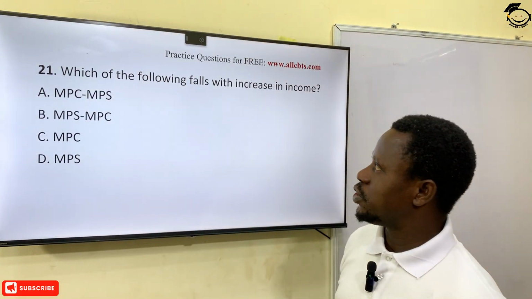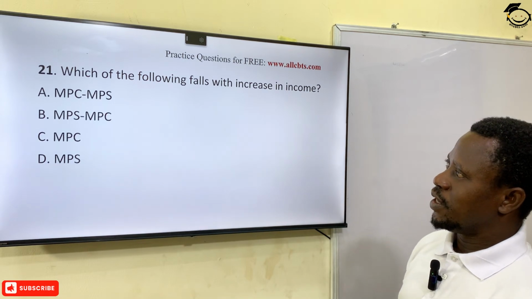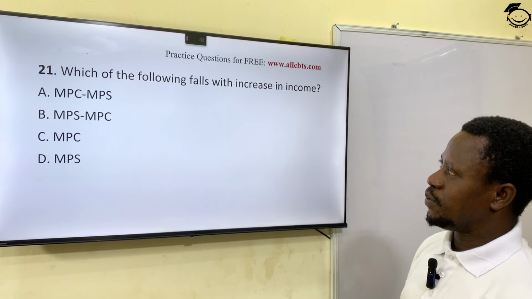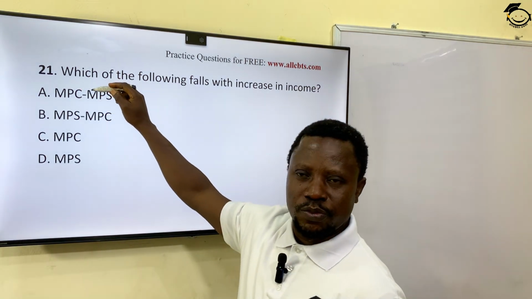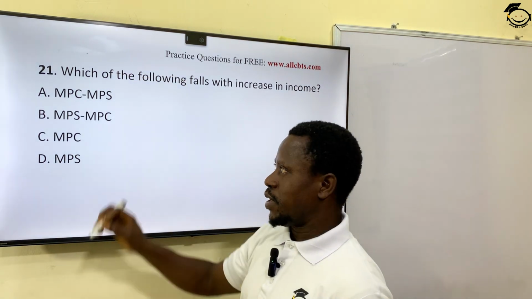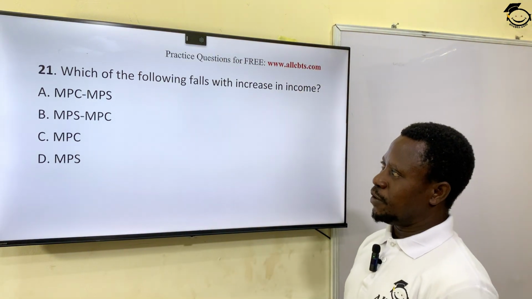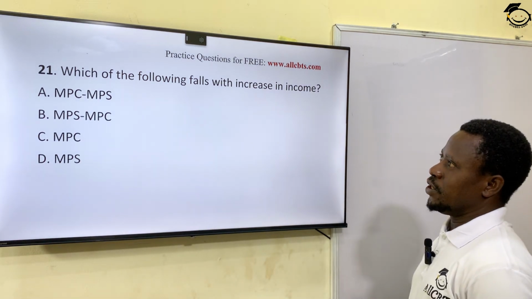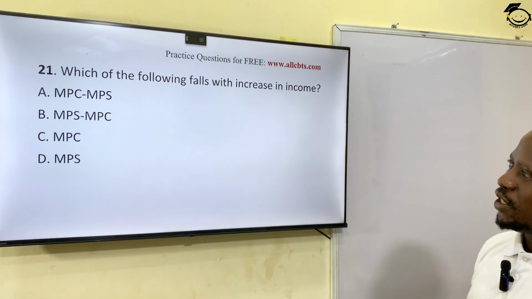See the next question. Which of the following falls with increase in real income? MPS, MPC. What's the meaning of this? MPC means marginal propensity to consume. MPS means marginal propensity to save, right? So MPC minus MPS, MPS minus MPC, just an opposite. MPS, MPC. So which of the following falls with increase in income?